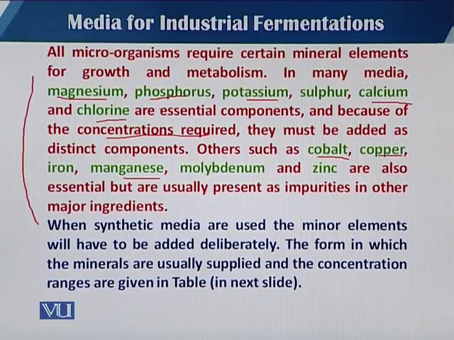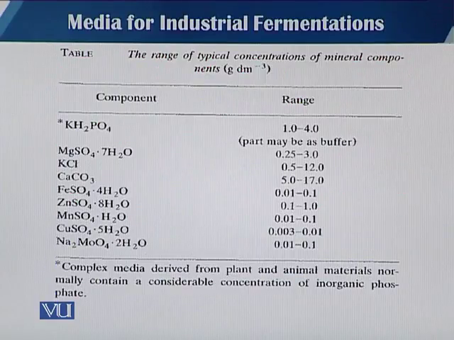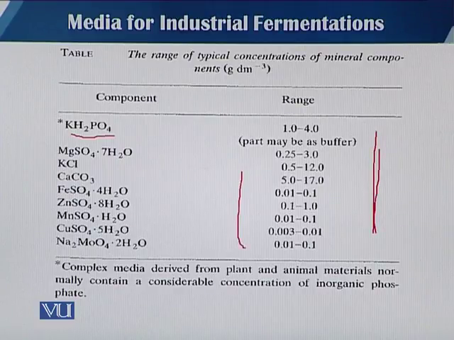The form in which the minerals are usually supplied and their concentration is given in this table. You can see here the range of typical concentrations of mineral components in gram per liter. Potassium dihydrogen phosphate ranges from 1 to 4 gram per liter in the medium. Then magnesium sulfate, potassium chloride, calcium carbonate, iron sulfate, zinc sulfate, manganese sulfate, copper sulfate, sodium molybdate. So you can see the range, their use, and their percentage in the medium.